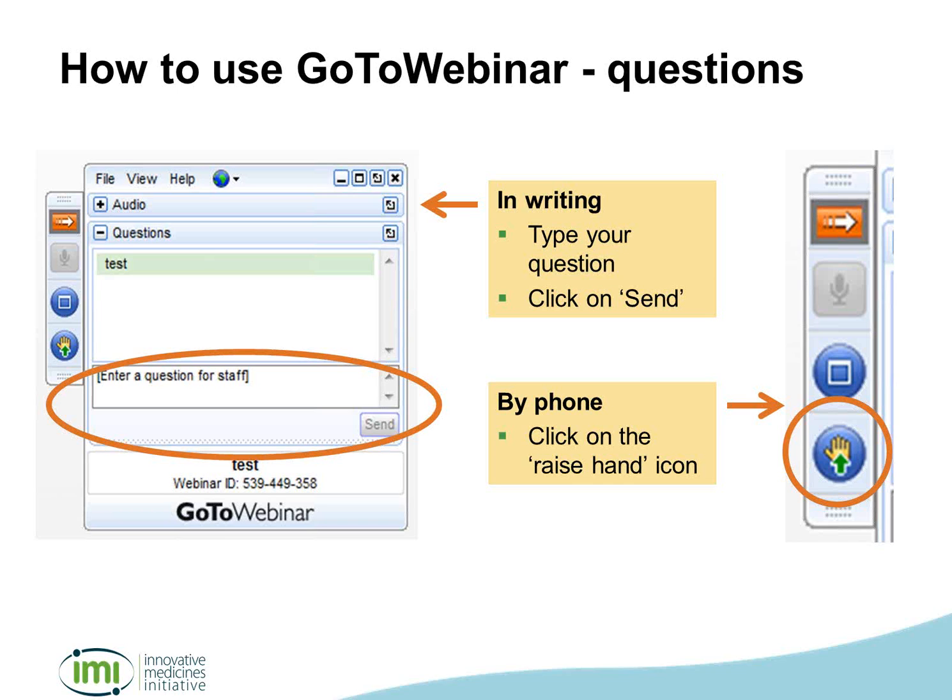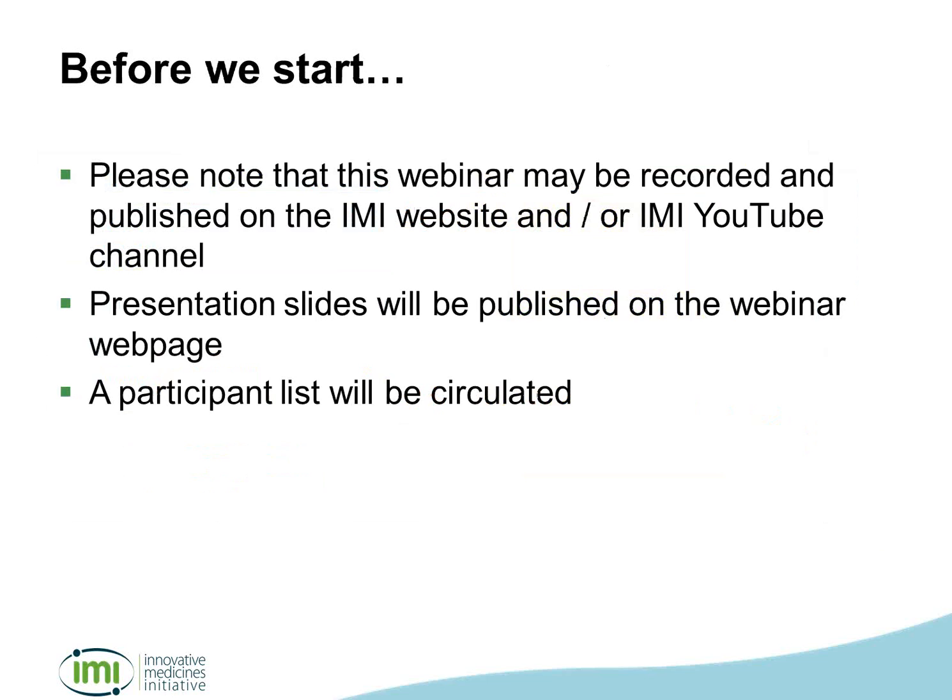The most important thing for a lot of you is probably asking questions, and you have two options there. If you want to type your question, send your question in writing, just type it into the questions panel and hit send. You can send questions in this way anytime during the webinar, but we'll take all the questions at the end. If you want to ask your question over the phone, then just click on the raise hand icon.